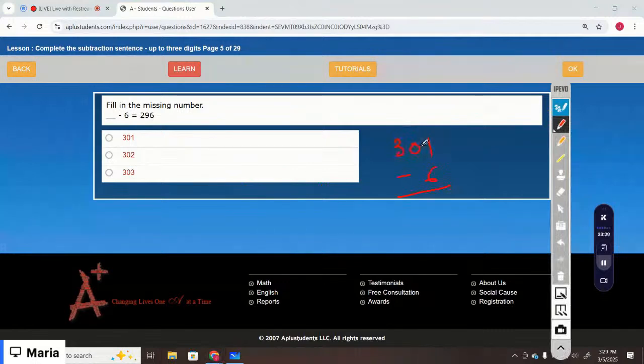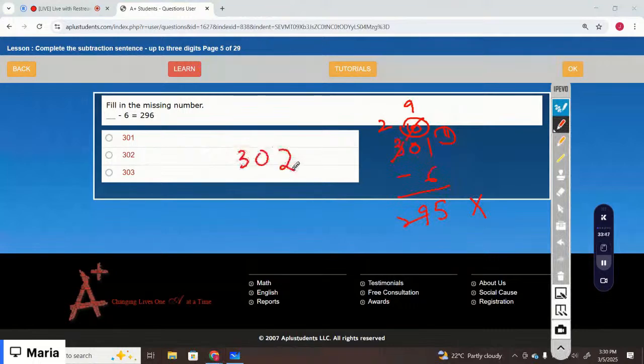You cannot subtract 6 from 1. You need to borrow 1. You have 0 here, so you can borrow from the next digit. That makes 10 here. Now you can borrow. 11 take away 6 is 5. So that isn't the correct option.